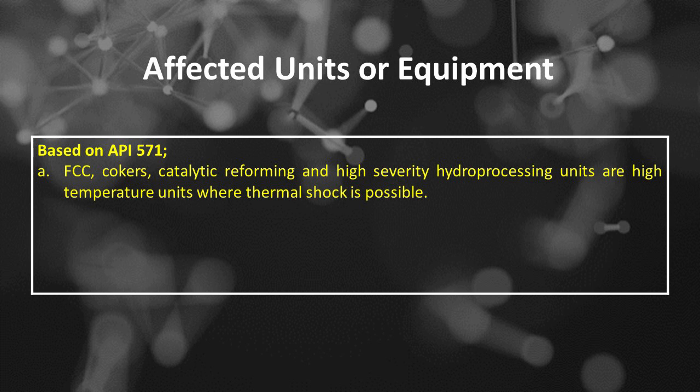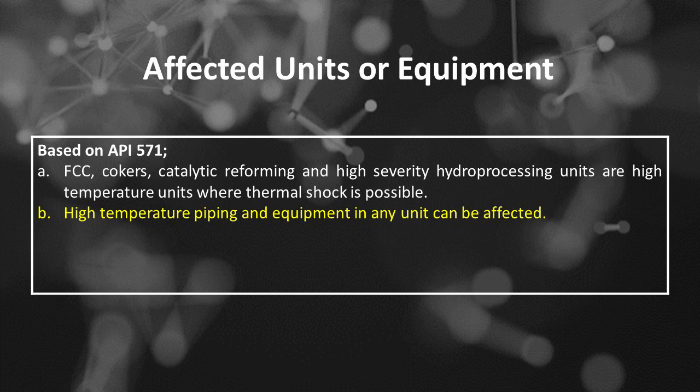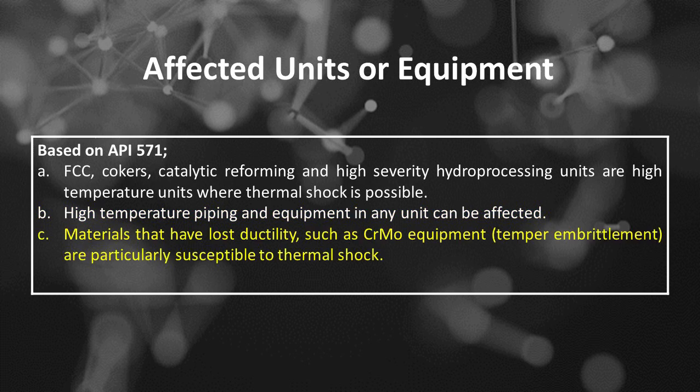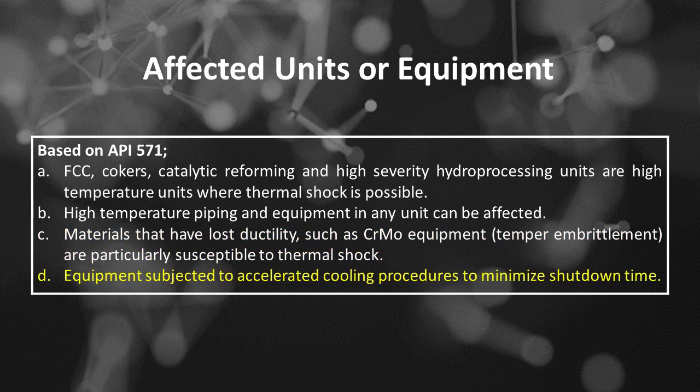Cokers, catalytic reforming and high-severity hydroprocessing units are high-temperature units where thermal shock is possible. The second is high-temperature piping and equipment in any unit can be affected. The third is materials that have lost ductility, such as CrMo equipment with temper embrittlement, are particularly susceptible to thermal shock. The fourth is equipment subjected to accelerated cooling procedures to minimize shutdown time.